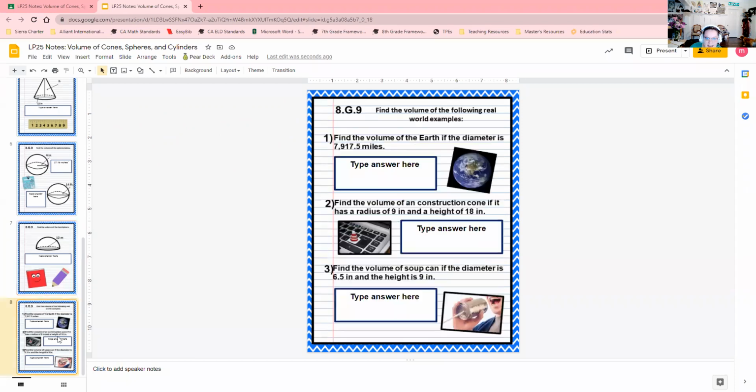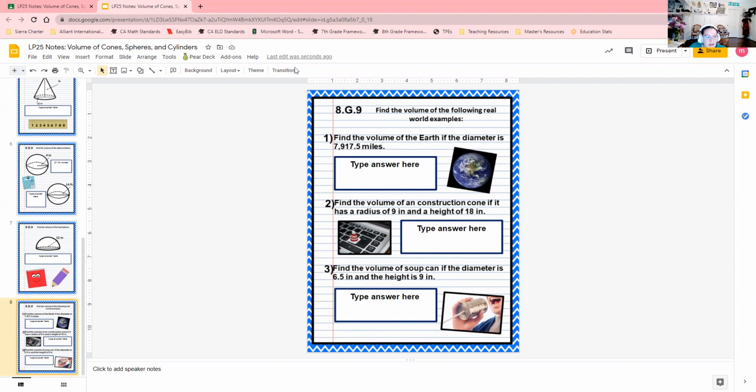The very, very last page gives you information about some real world shapes that you would have: a traffic cone, the earth, and a soup can. You're going to find the volume. Okay. I recommend you have scratch paper to solve these. Once you're done, get it turned in and y'all will be good to go for this week.